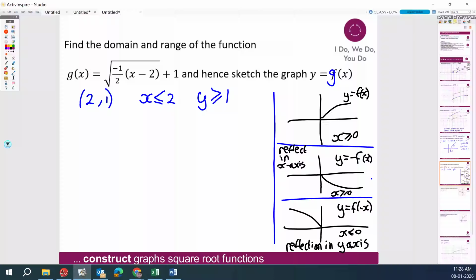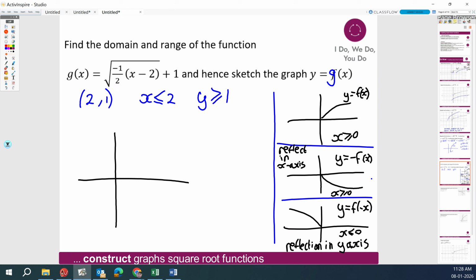Wouldn't there also be a horizontal compression? There is, but that's not going to affect the domain and range. The domain and range come away from the vertex point, and that doesn't matter. It affects us when it comes to our sketching. So when we want to do our sketch now, it is going to cause us some issues.